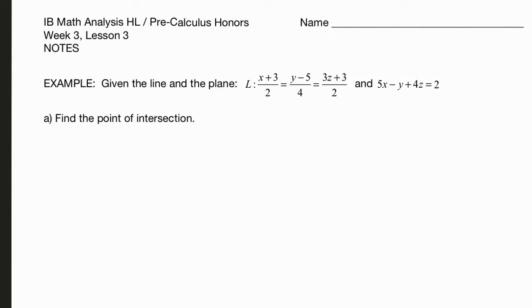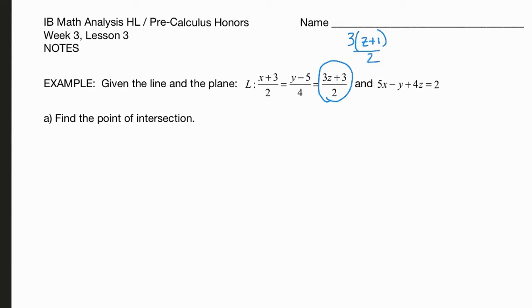Week 3, lesson 3. Okay, so if you read this example, the first one, I've given you a line and I've given you a plane, and we're trying to figure out where they intersect. The first thing I want you to notice about this line is that this part of it in Cartesian form is not correct. To make this correct, I'm going to factor a 3 out of the numerator.